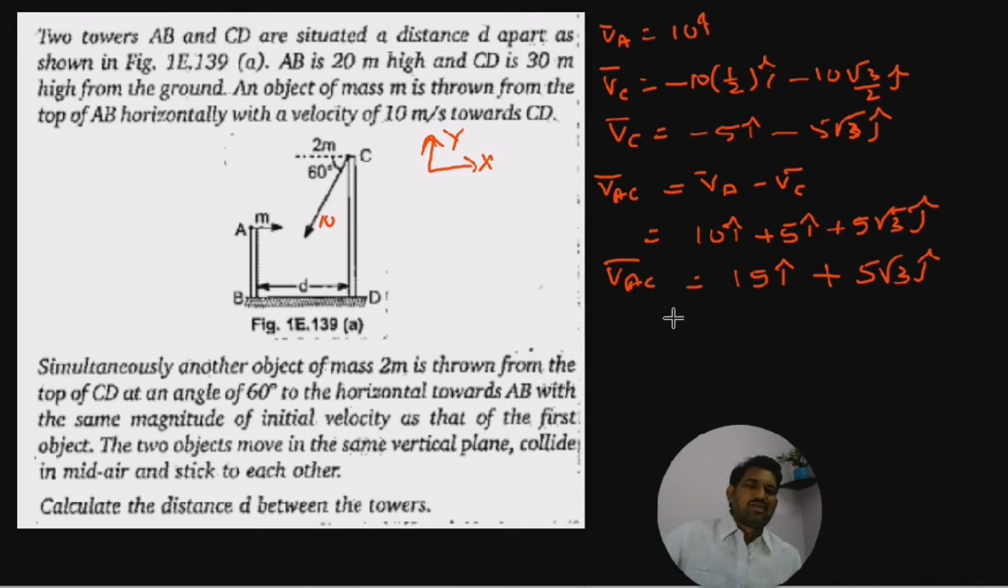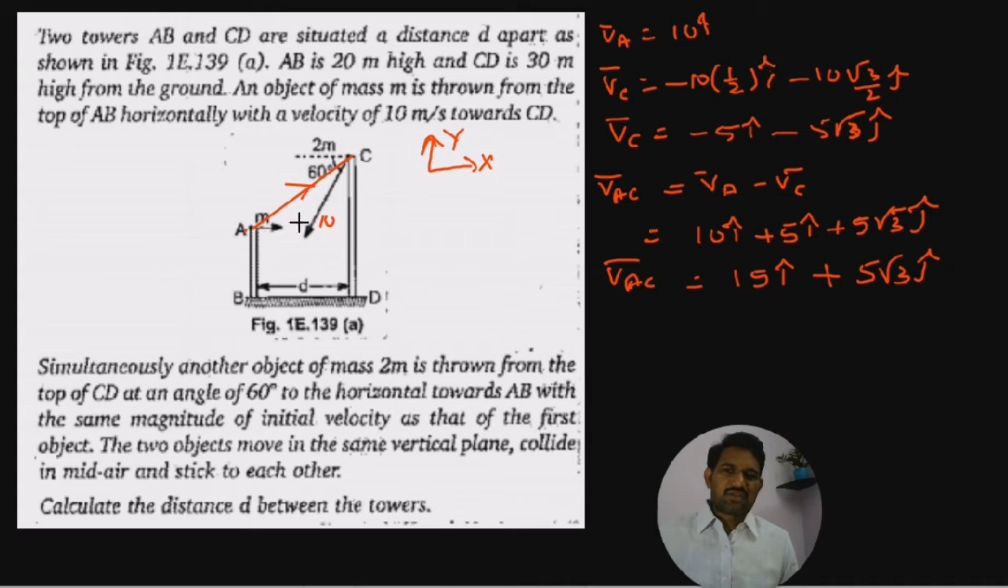So now for the collision, this is the velocity of A with respect to C. According to our assumption, velocity of A with respect to C means we are assuming the particle C is at rest. Now A is traveling along the direction towards C to hit that particle. Since the collision is taking place here, the velocity of A with respect to C must be directed towards C. So this should be the direction of our relative velocity here.